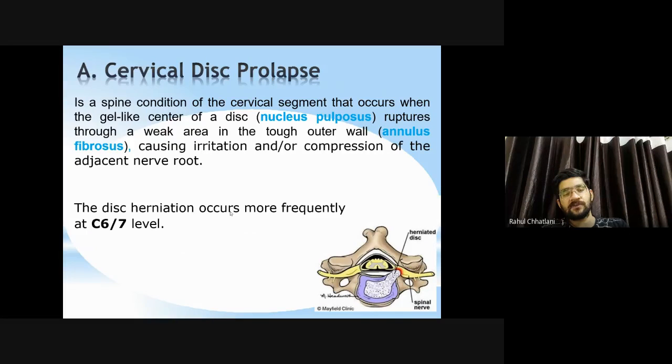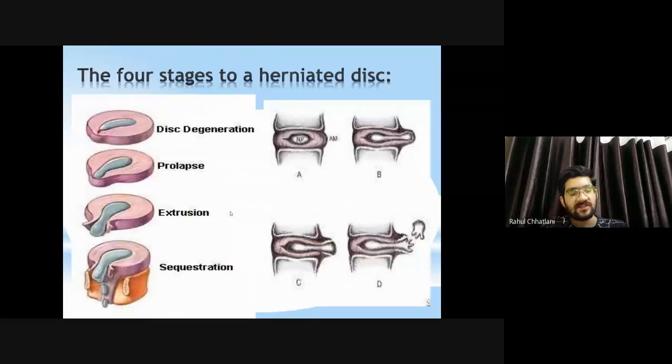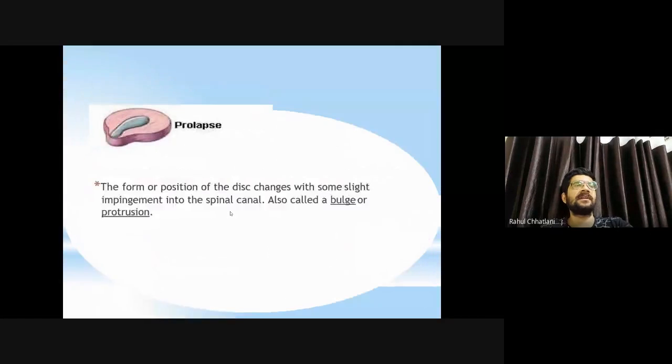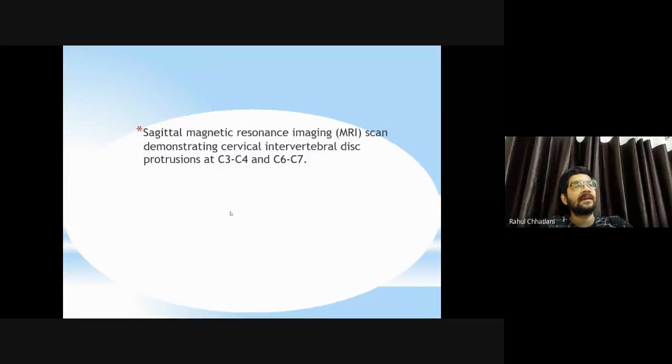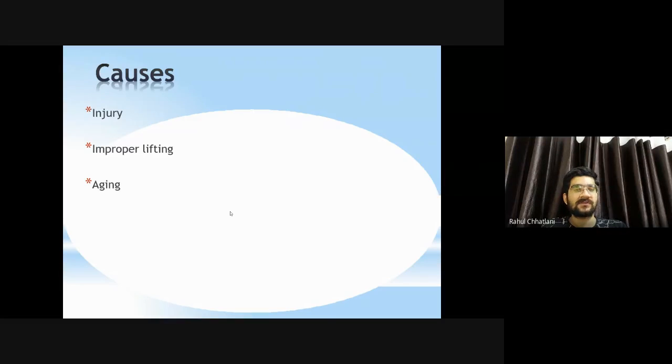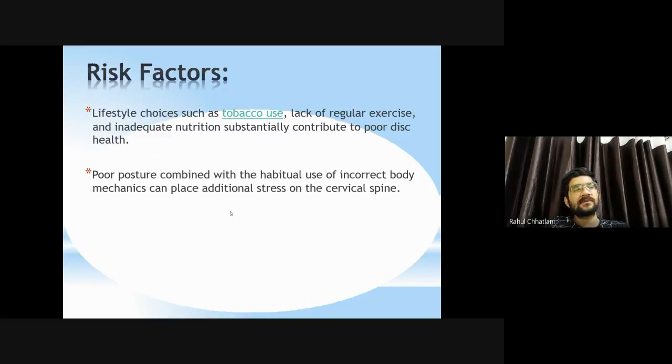First, cervical disc prolapse: we saw it is most common at the C6-C7 level, where the annulus fibrosus gets degenerated and the nucleus pulposus moves out. There are four stages that we described: degeneration, prolapse, extrusion, and sequestration. Any doubts in this? Prolapse is common in the posterolateral direction, and very less common in the central, that is posterior, direction. We saw an example, and the causes and risk factors. Cause is injury, improper lifting, and aging. Risk factors are lifestyle changes, posture, and lack of regular exercise. These three are the main ones.